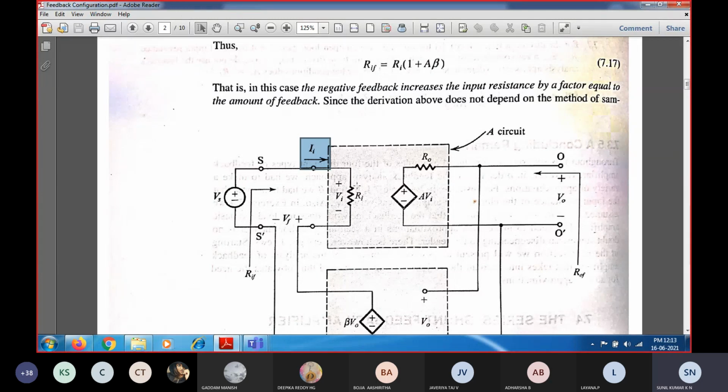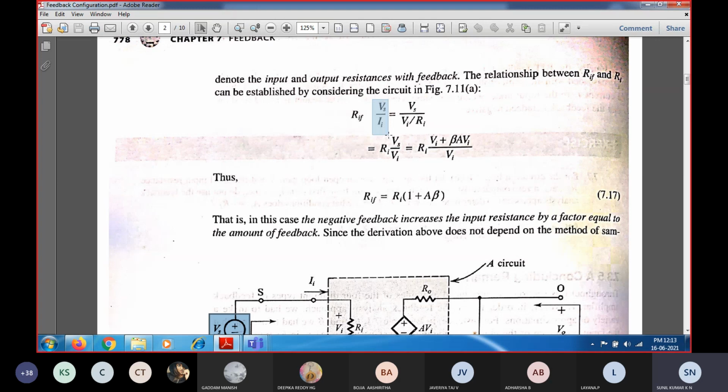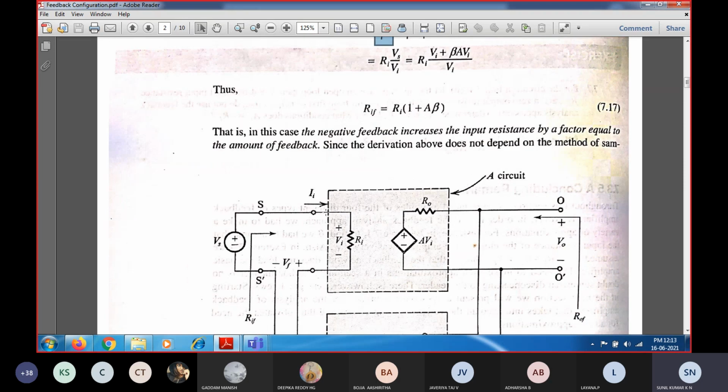The current flowing through the input side of the amplifier is Ii, and the voltage across the input side is Vs. So Vs by Ii is what I am going to find. Vs is the source voltage. Ii is the current that is flowing across the input side of the amplifier Ri, for which Vi is the voltage across it. So what is this voltage Vi? Vi is the error voltage.